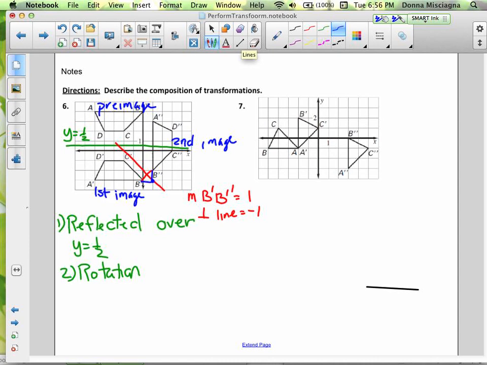Those are horizontal and vertical switched. So that looks good so far, but will it work with more points? Let's try A and see if it works with A. Let's get rid of this. So we know it's okay for B. Is it okay for A?